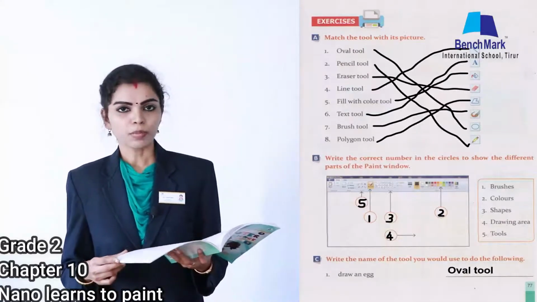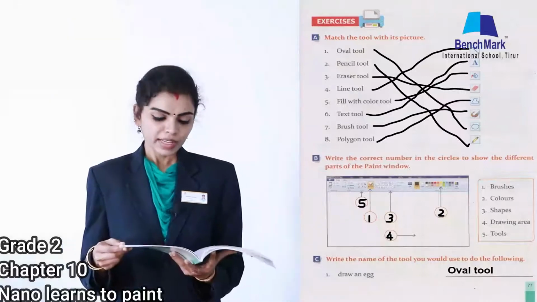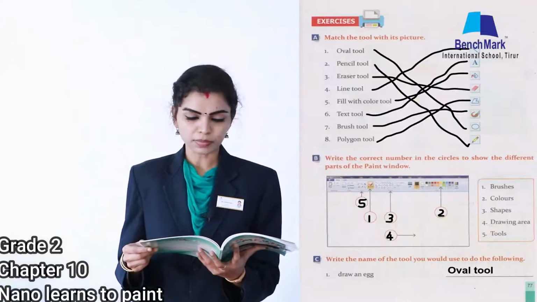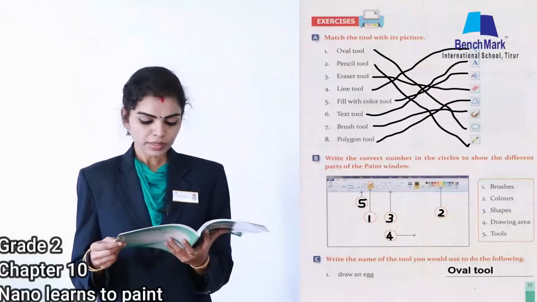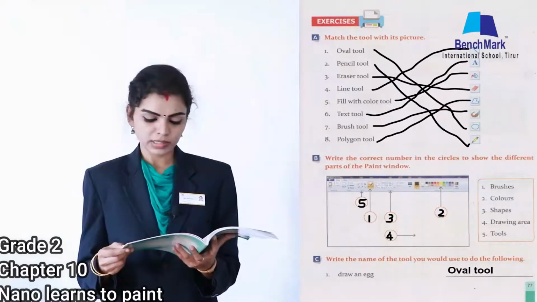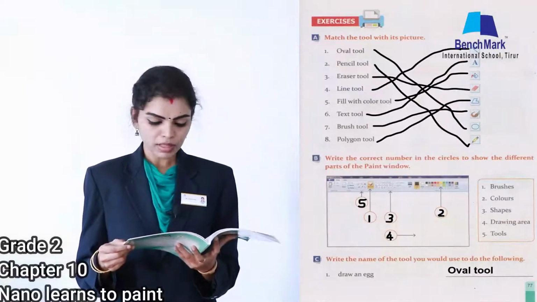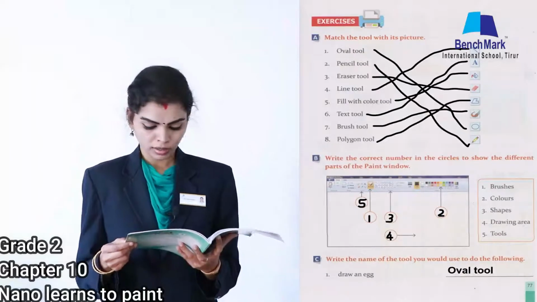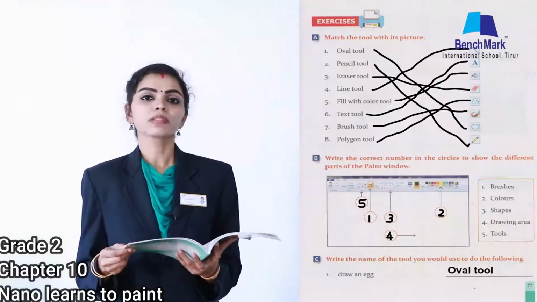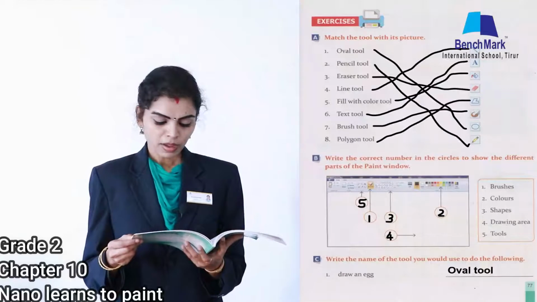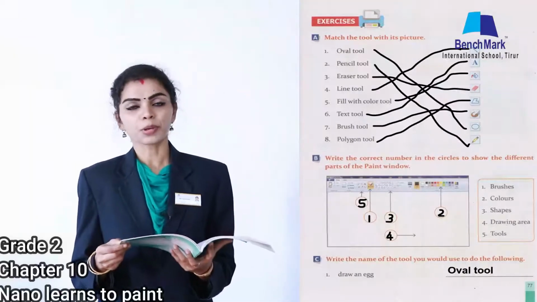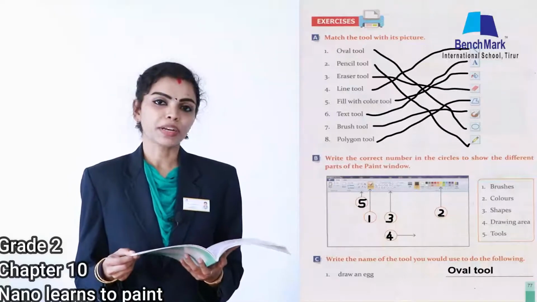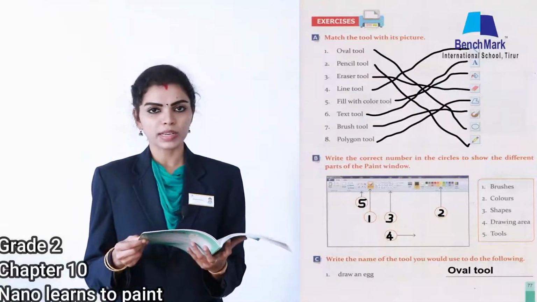Next we will move on to the next exercise. Next exercise is write the correct number in the circle to show the different parts of the Paint window. The first thing that they have given us is tools. So you need to number it as 5. Second thing that they have given us is brush. So you need to number it as 1. Third thing is shape. So you need to number it as 3. And fourth one is drawing area. So you need to number it as 4. Fifth one is color palette. So you need to number it as 2. Okay, I hope it is clear to you all.